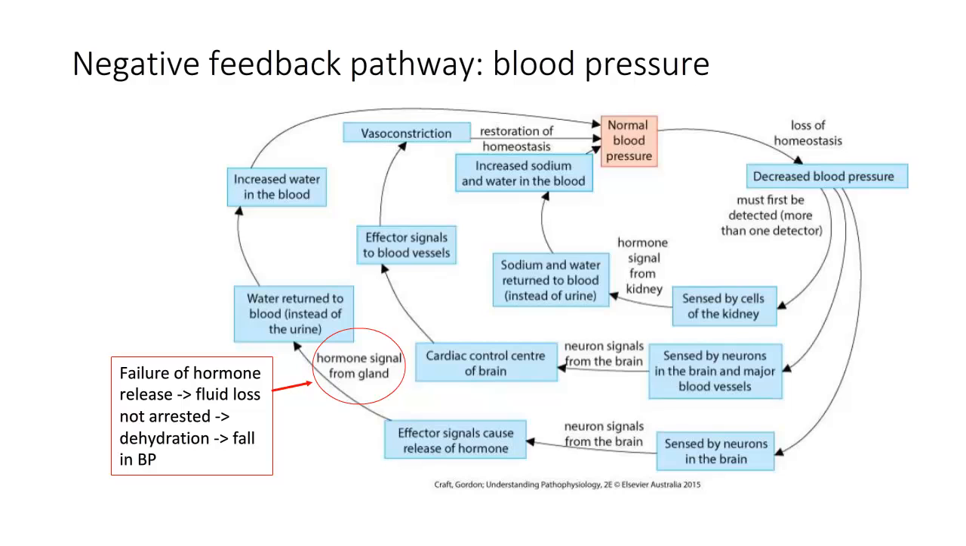At the same time, there are signals coming through, because the blood pressure has dropped, that have told the hypothalamus to release antidiuretic hormone, so that antidiuretic hormone will act on the kidneys in order to cause water return. So water will be returned back to the blood volume.